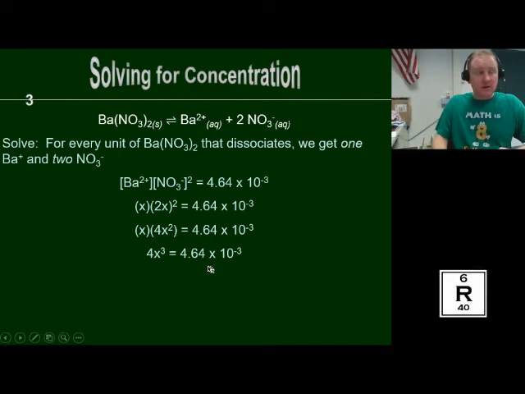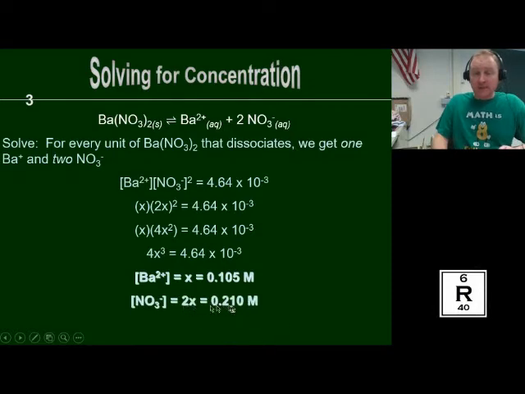And now to solve this, what we would do is divide by 4 and then take the cube root of that. So we want to practice this. Divide this number by 4 and then take the cube root of your answer, and you should get 0.105 molarity. That's what your x is. And we've already determined that x is the barium. This is not the concentration of the nitrate. Nitrate is 2x, so we'd have to multiply this number by 2, and that is our nitrate. That's the concentration of the nitrate. Okay? So this would be the answer to number 3.